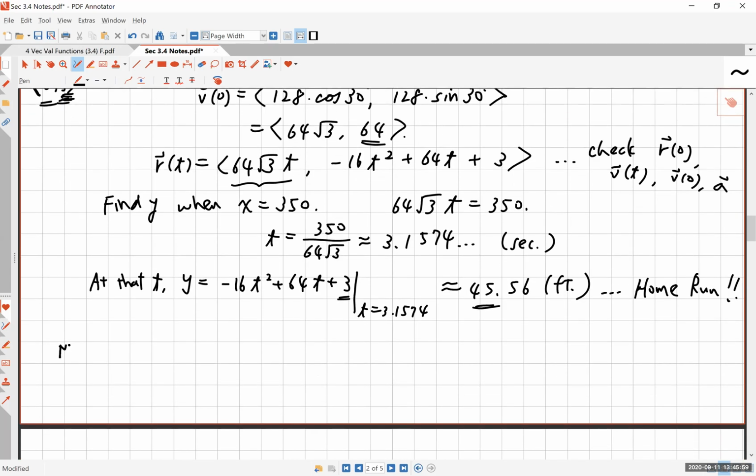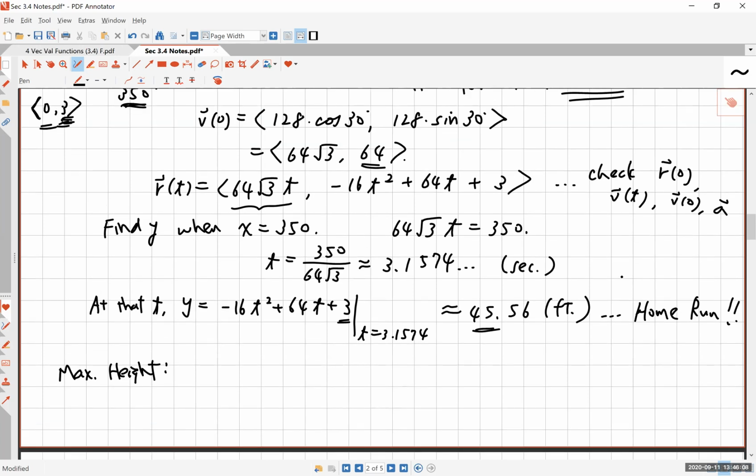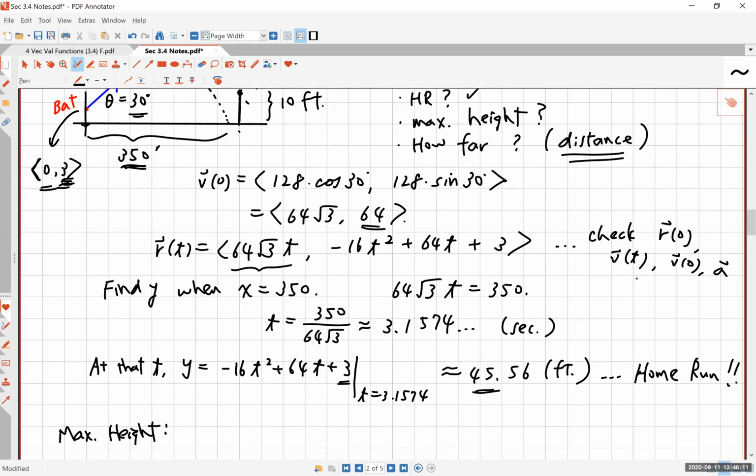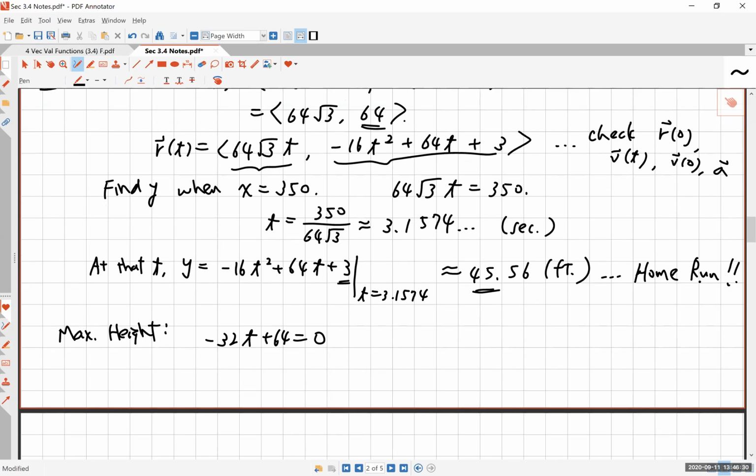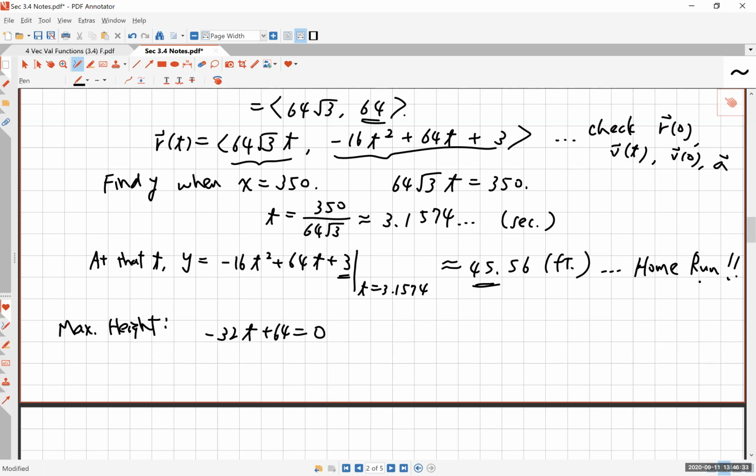Okay, so the maximum height is obtained when the second component of the velocity, where is my velocity function? Well, we don't have the velocity function. So basically, you're taking the derivative of that. That's negative 32t plus 64. You want this to be equal to 0, right? Because that's when the vertical coordinate of the velocity is equal to 0, which means it stops going up and then starts to come down. T is exactly 2 in this case because the numbers are worked out so nicely.